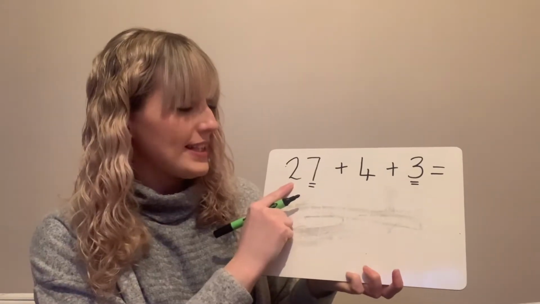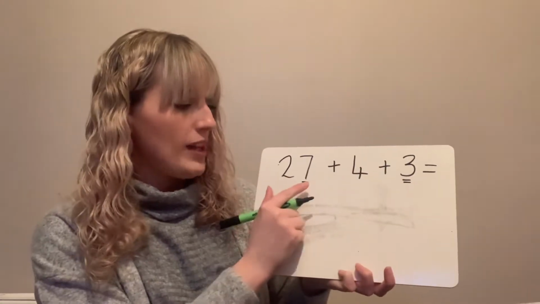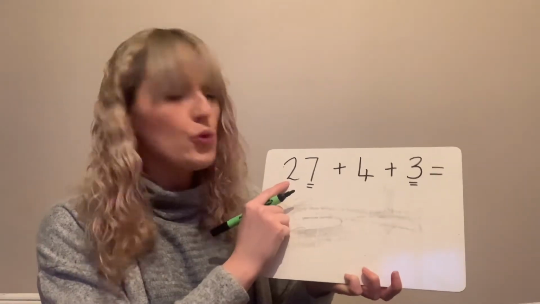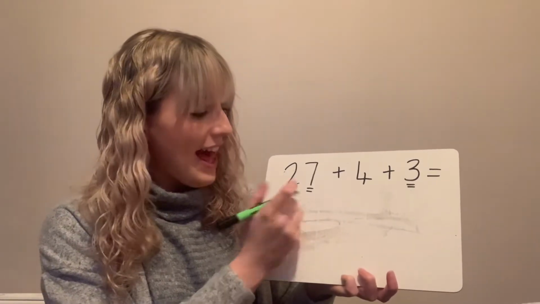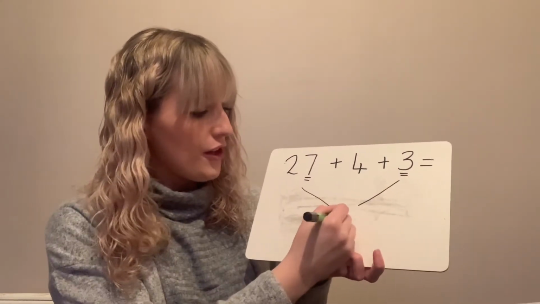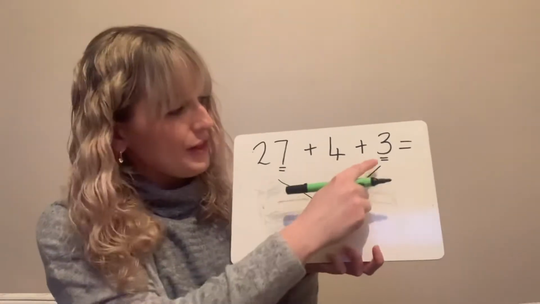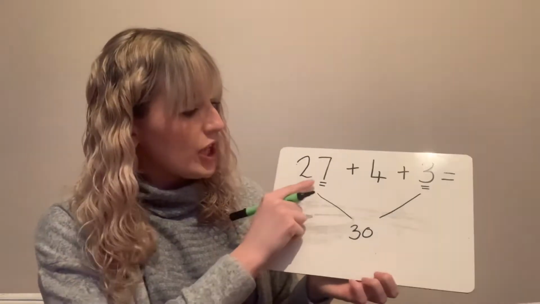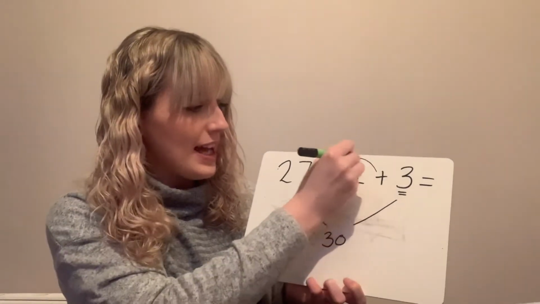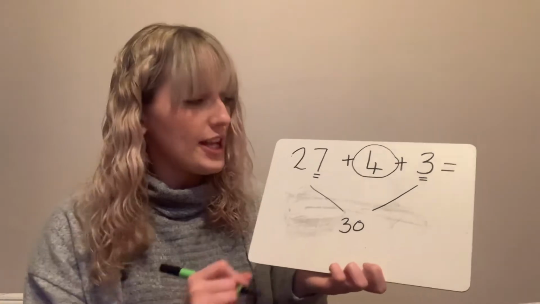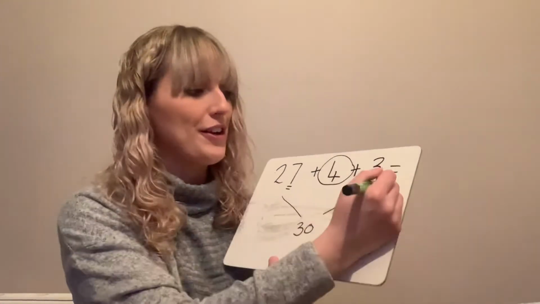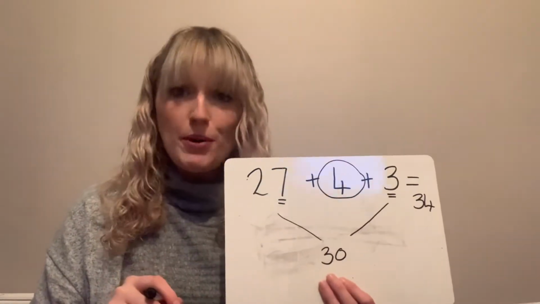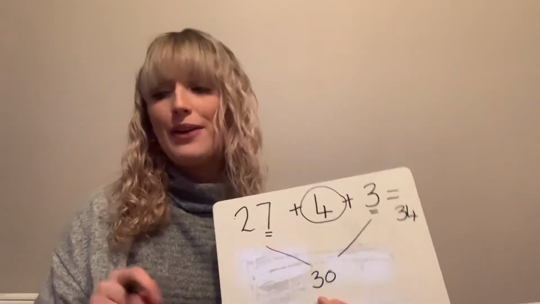So I've got 27, add 4, add 3. Well, I know 7 and 3 makes 10. Now I had 27, so my next 10 is going to be 30. Okay, so if I add the 3, I know straight away, without counting on my fingers, that it's going to be 30. And now all I need to add is the 4. So 30 add 4 is 34. Okay, so that would be my answer. So you can also use any number bonds that you know to help you with your working out.